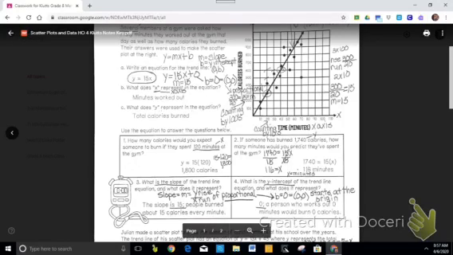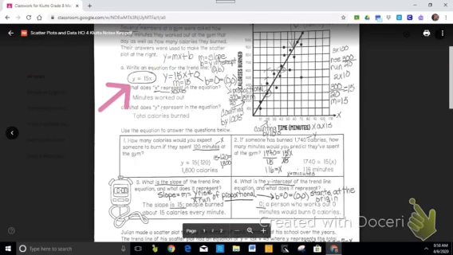Number 1 says use the equation to answer the questions below. So we're going to use our equation that we wrote, y equals 15x, to answer 1, 2, 3, and 4. Number 1, how many calories would you expect someone to burn if they spend 120 minutes at the gym? Well, we just said that minutes worked out is our x.